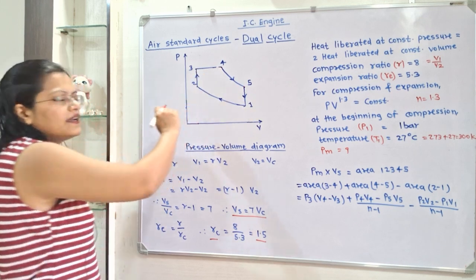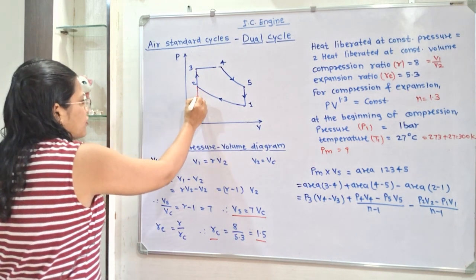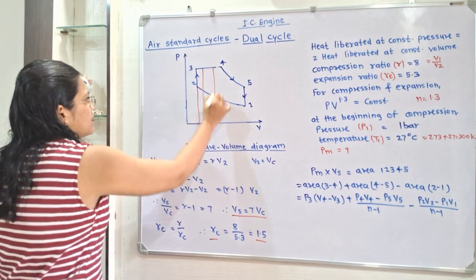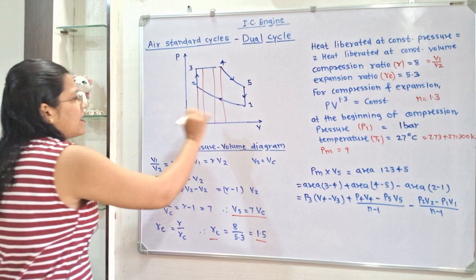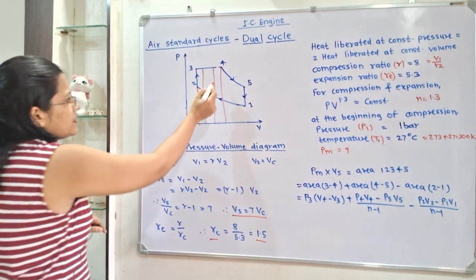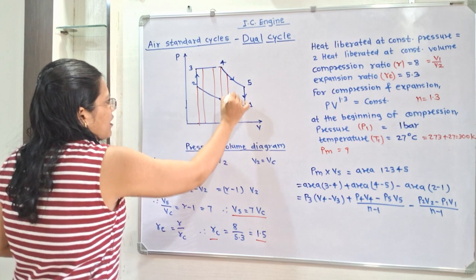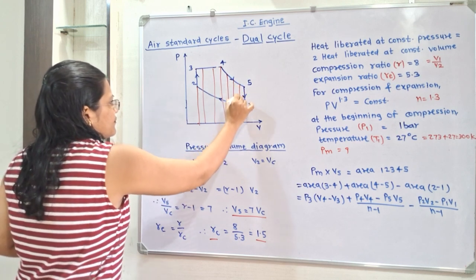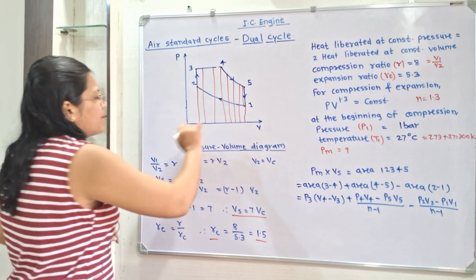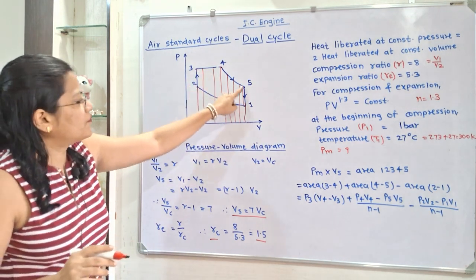If I mention this area under 3, 4, I will draw here this total area. So this is the area under 3, 4 plus area under 4, 5. Here is the curve. If I mention here this area under 4, 5. But we want area of 1, 2, 3, 4, 5.